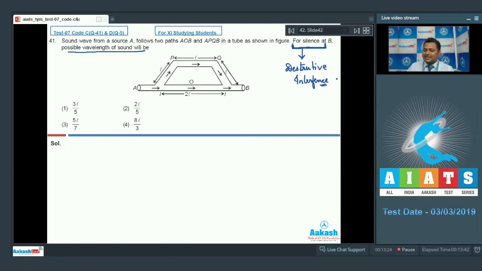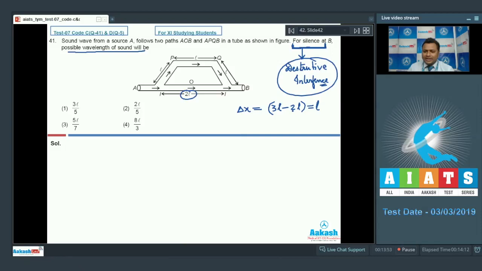Silence means intensity, there will be minimum. So destructive interference, the question is talking about. Now, let's calculate the path difference. One wave is traveling toward APQB and the path, it is covering L plus L plus L. And path number 2, it is covering directly 2L. So the path difference delta X will be what? 3L minus 2L, which is L.